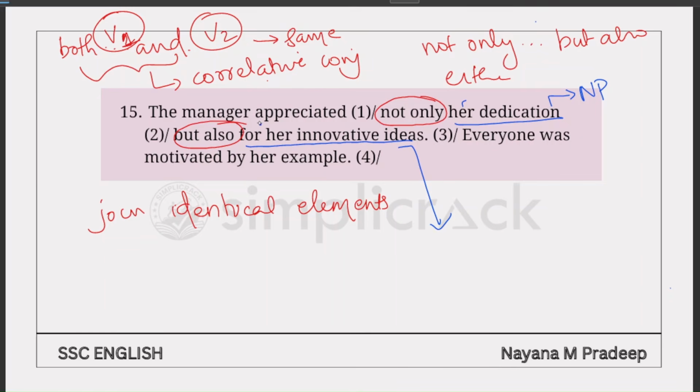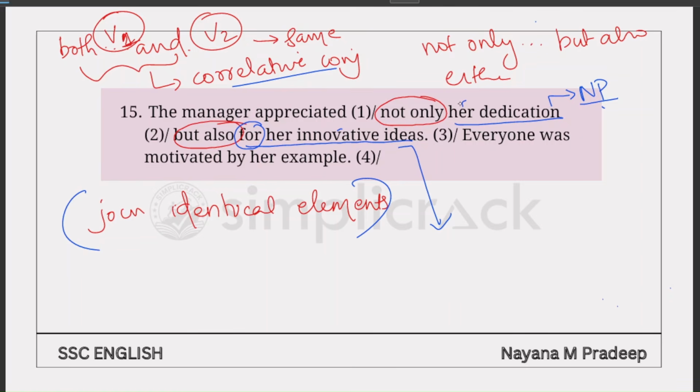But here what happened? Here you see the preposition and then the object. So this is a prepositional phrase. So they have joined a noun phrase along with a prepositional phrase. But we already said that correlative conjunctions are used to join identical elements. So if it is a noun phrase here, it should also be a noun phrase on the other side of but also.